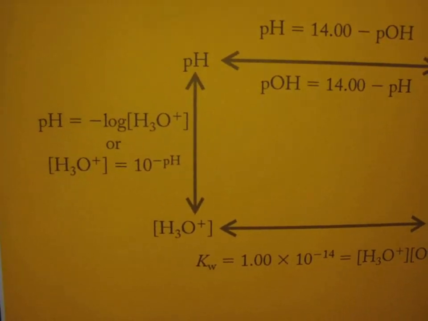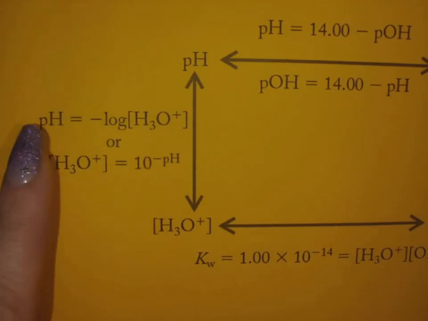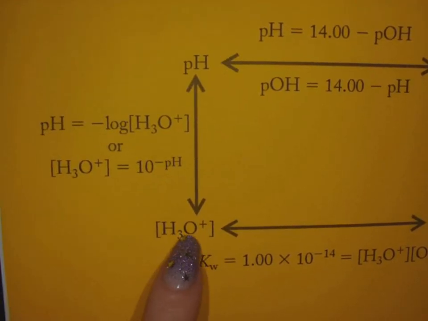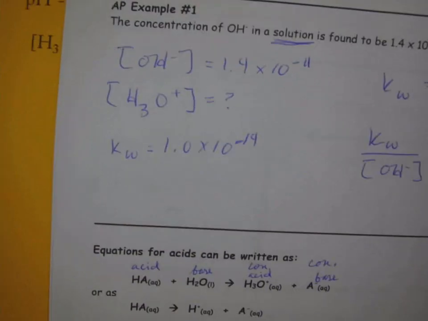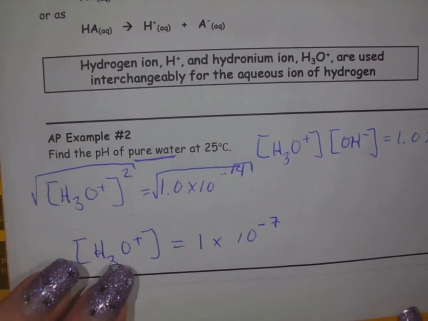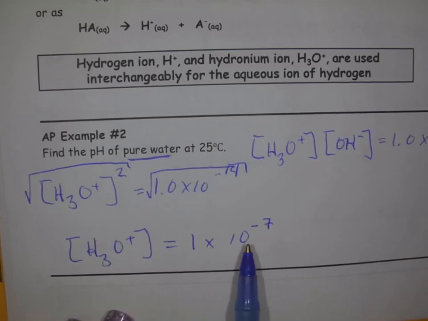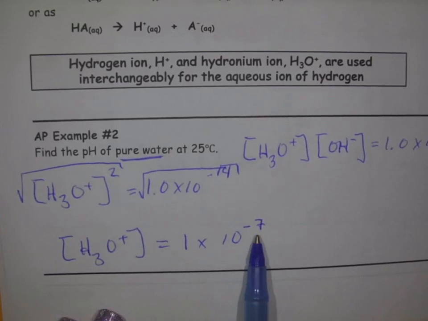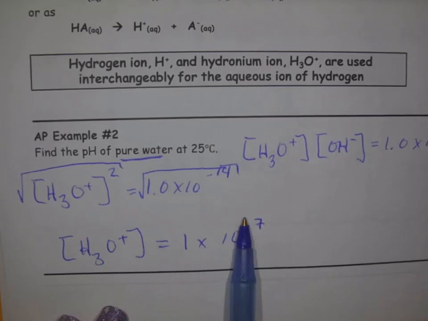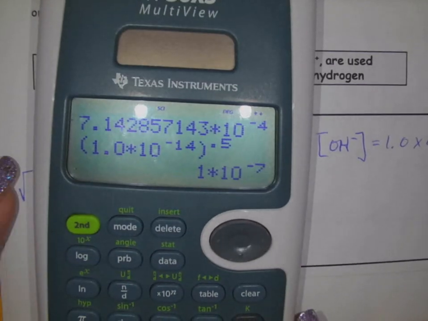We know that if we take the negative log of this hydronium, then we're going to get the pH. We have the concentration of hydronium right now, and we're solving for pH. It's a log base 10. So if you've worked with logs before, you might be able to do this without a calculator. With base 10, if it's 1 times 10 raised to something, and you take the negative log of this, then you make that positive and it equals 7. But let's run it in the calculator just to show you.